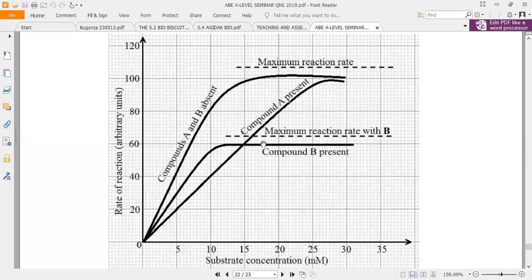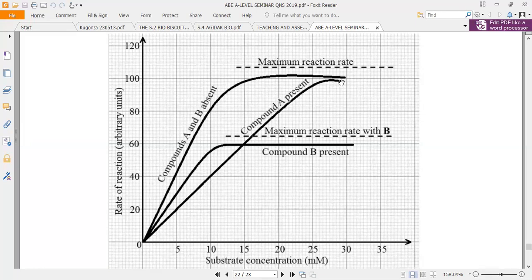Then you look at this one here. This one, when they added compound A. Then this one, when they added compound B. So what do you see here? You can see that when they added compound A, you can see how the rate of reaction was.